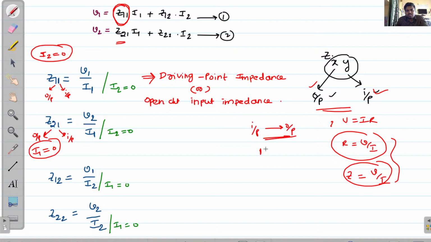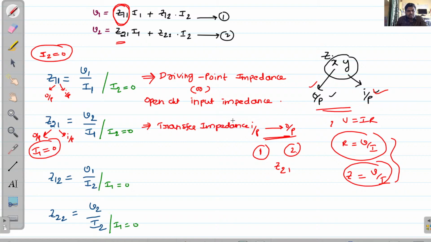Here the input is nothing but port 1, and output should be port 2. That means the impedance can be transferred from port 1 to port 2. That is the meaning, so that's why I will name it as transfer impedance. Whether it is 1 to 2 transfer or 2 to 1 transfer, that is different, but ultimately we can conclude that it is the transfer impedance. From one port to another port the impedance can be transferred, so that's why we call it transfer impedance.